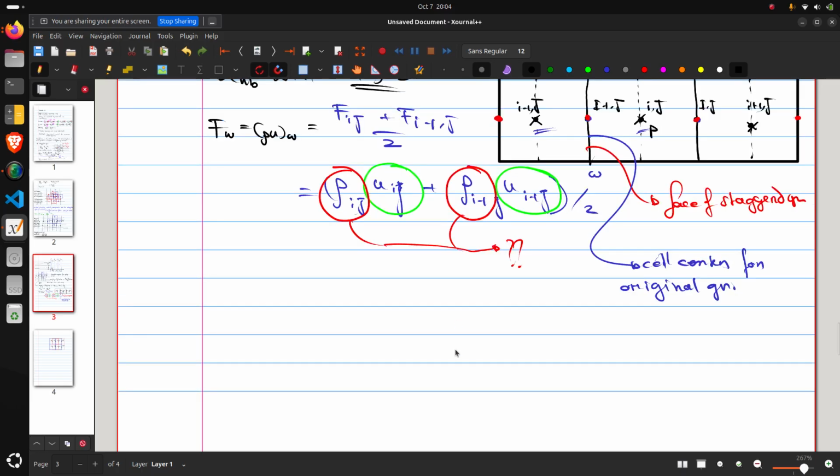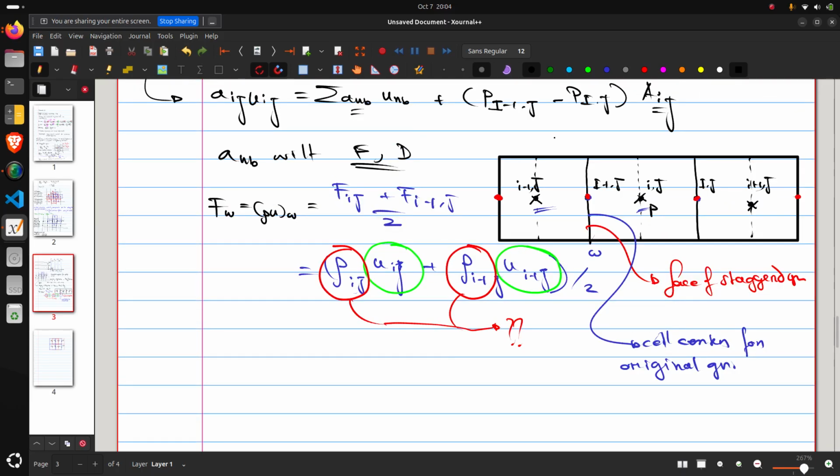Okay, so now P, do not confuse it with the actual cell center. I just wrote it P because we are concentrating on this point right now. So what is this? This is the cell center of the staggered grid and the face center of the original grid, right? This is the cell center of the original grid, and these are the faces of the original grid.